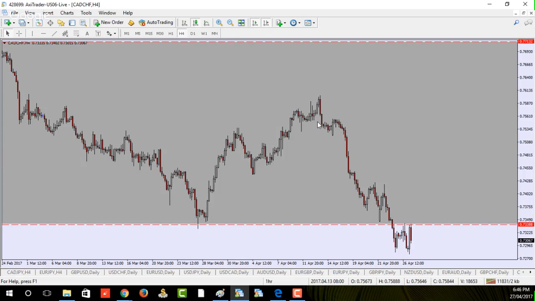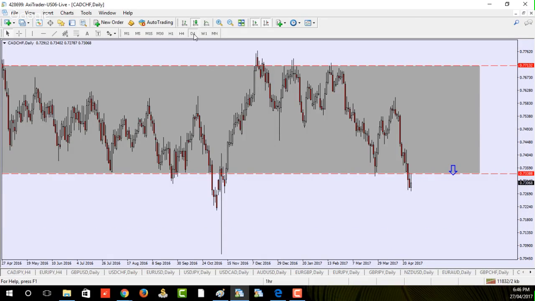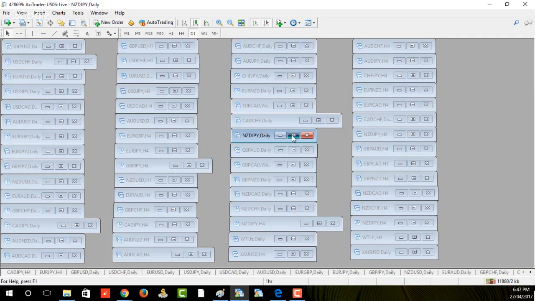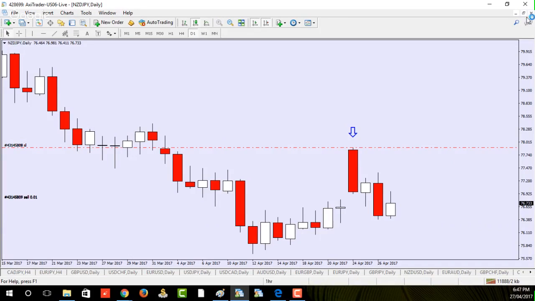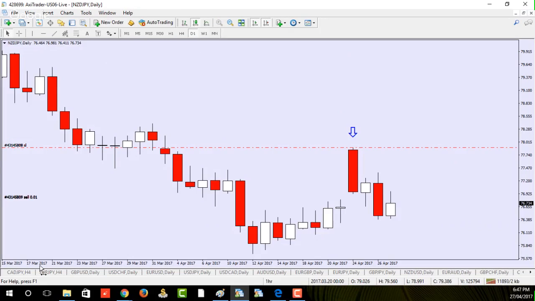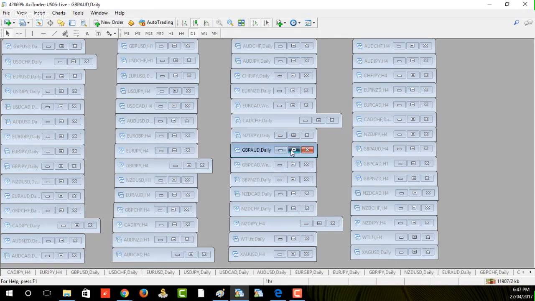I'm really interested to see what happens here on the CAD Swiss. It's interesting how it broke through the zone here and it's come back and touched this level. So that's a very interesting chart to me. New Zealand yen is also quite interesting to me as well. Yeah, with the bearish belt.